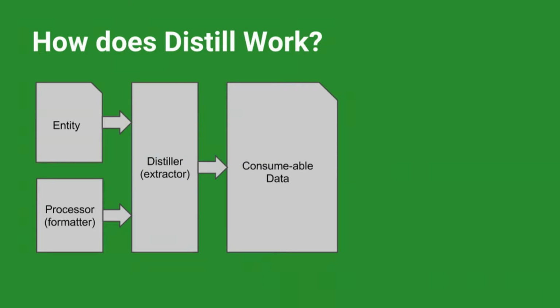This is a visualization of how it works, right? So here we have this processor that has formatting functions, and these functions describe how fields of different types and different names should be processed. And here's an entity, and the distiller takes the entity, takes the processor, and gives you a bunch of consumable data.